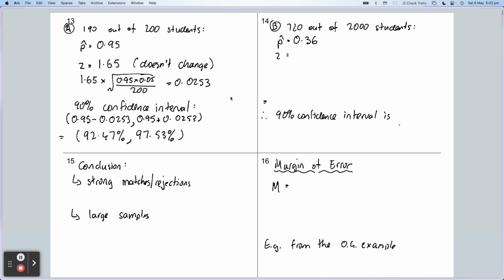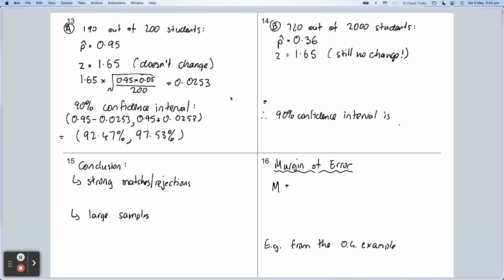Okay, so Z, hopefully unsurprising, is still 1.65. Okay, there's still no change to this value because that value will only change if we change the confidence level. Okay, we're still looking at 90% confidence. It's still going to give us a Z value of 1.65. So let's work out what that difference from the p hat value is then.